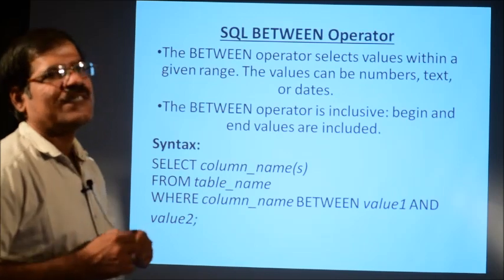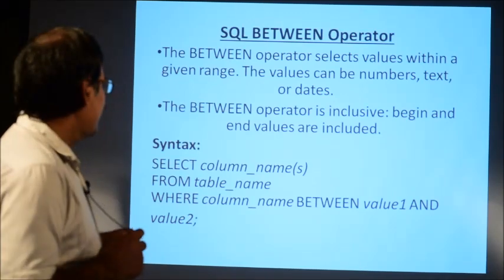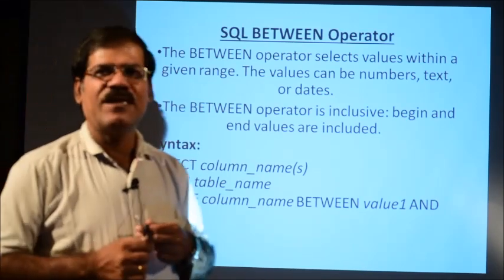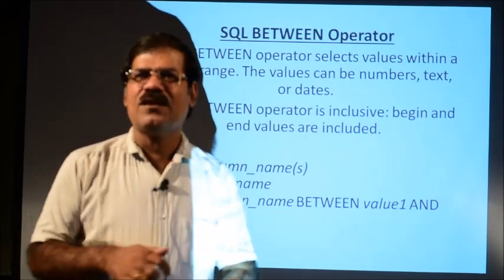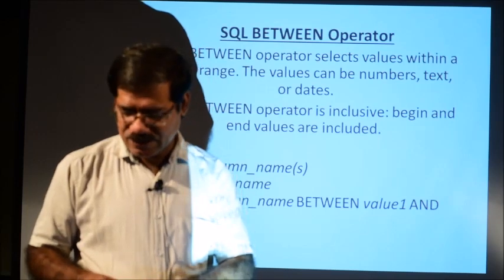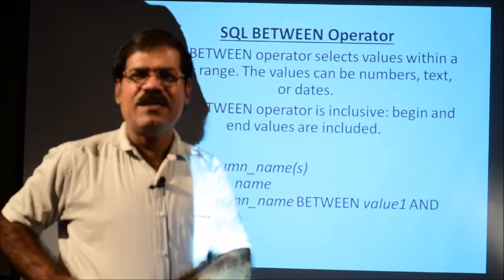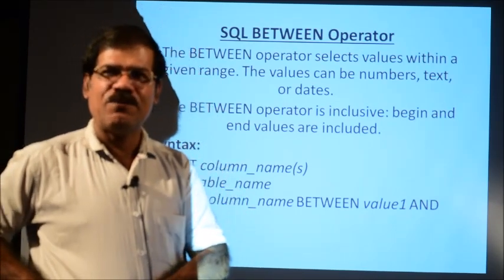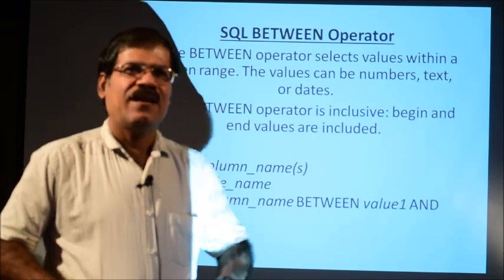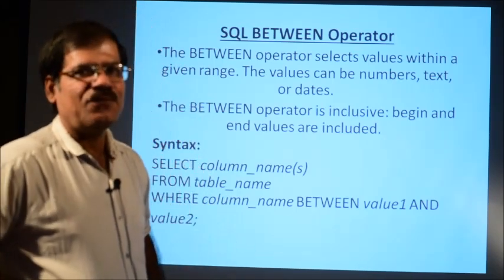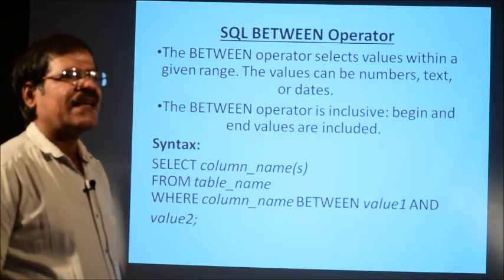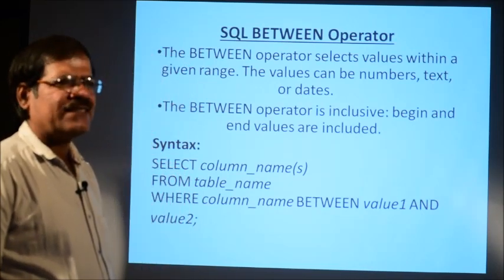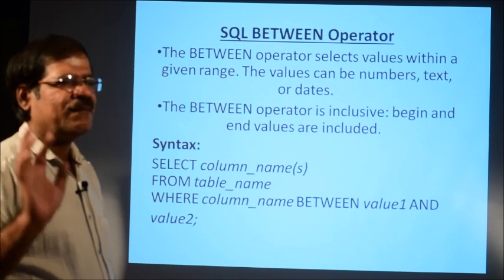The syntax is already written like this: select column name. Which column do you want to select from the table? Suppose my requirement is only to display the name of the employee. All the attributes are not required. My requirement is only to show me the name of employees whose salary is between 10,000 and 40,000. Only name is required. Employee number, salary, TA, DA, address are not required. Only employee name is required.